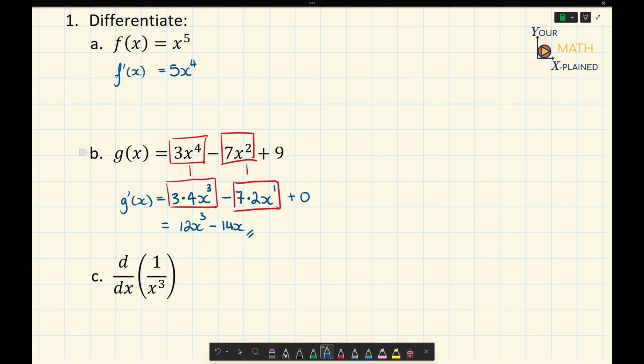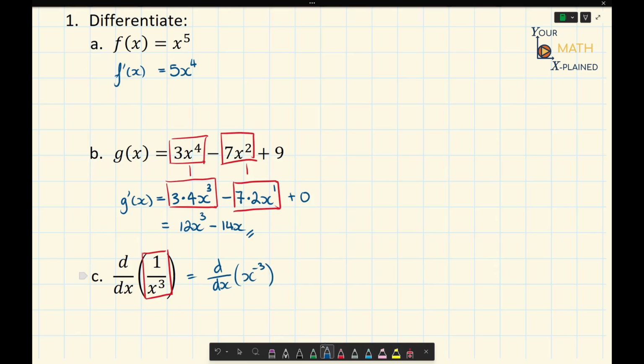For our third example, we're asked to find the derivative of 1 over x to the power of 3. So in order to use the power rule here, we need to rewrite the expression 1 over x to the power of 3 in the form of x to the power of n. And our exponent rules tell us that whenever we have an exponent in the denominator, that is the same as just having a negative exponent. So this is really just us taking the derivative of x to the power of negative 3.